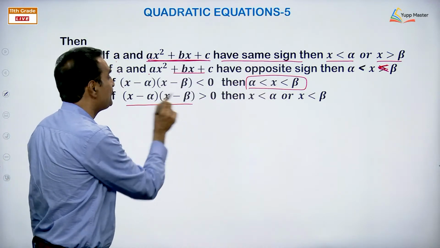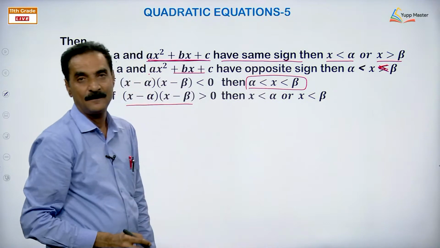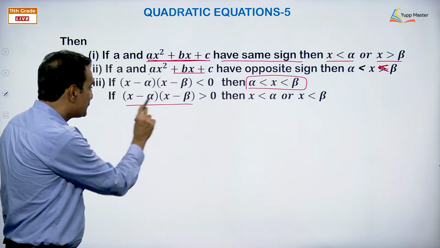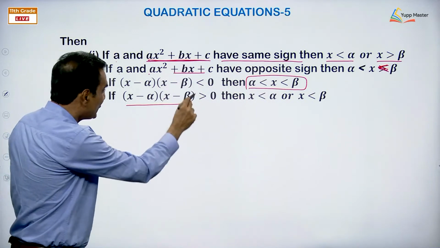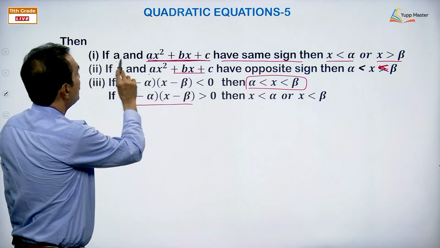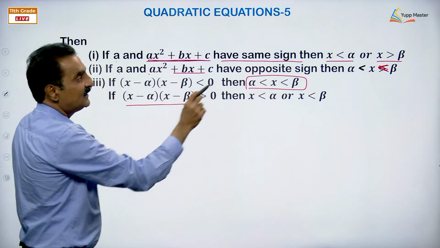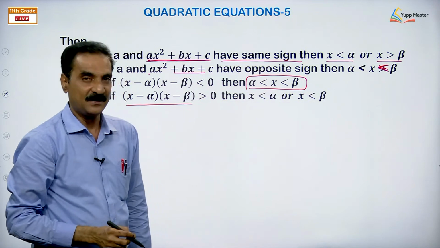If (x minus alpha)(x minus beta) is greater than 0, then if you expand, the x square coefficient is positive, and the whole expression is also positive. So according to the first statement, x is less than alpha or x is greater than beta.